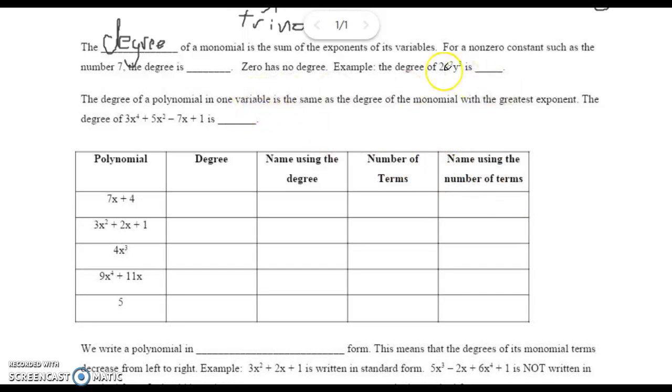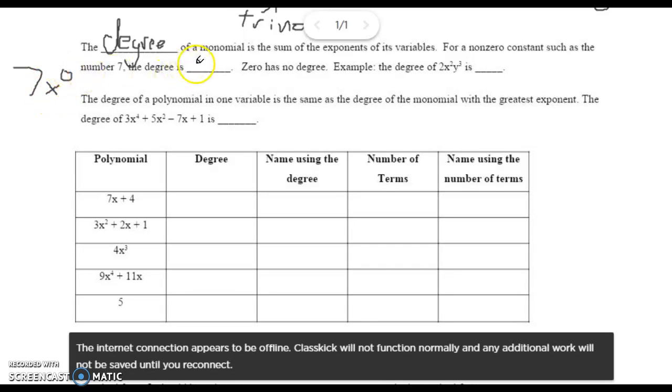So when we look at it, if you look at a non-zero constant number, like 7, 7 technically has an x with it. It's hiding out, but its exponent is 0. So the degree of that would be 0. Okay? So 2x to the second, y to the third: the degree of this would be the sum of its exponents. So I'll go ahead and add those together. 2 plus 3, which would give me 5. That would be the degree of that monomial.